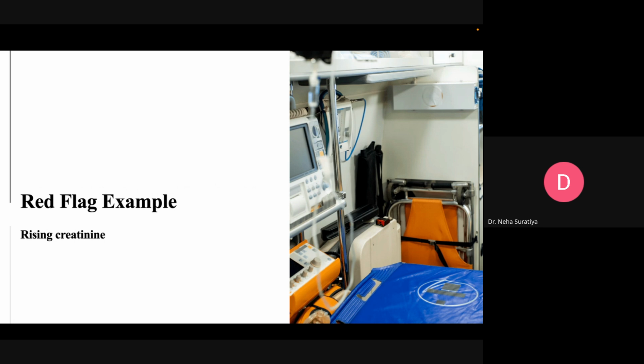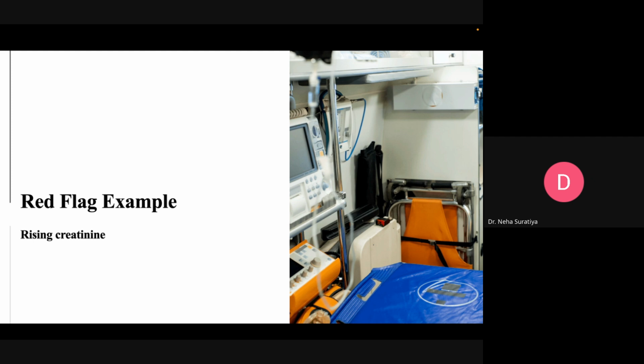Red flag example, you can just have an idea. Let's say a patient's creatinine. Again, we will have an example of rising creatinine that goes up to 1, then 1.3, then 1.6, then 1.9. Each value might still be normal or near normal, but the trend is alarming. If it is increasing in manner, it is an alarming situation. So trend speaks louder than the single values.